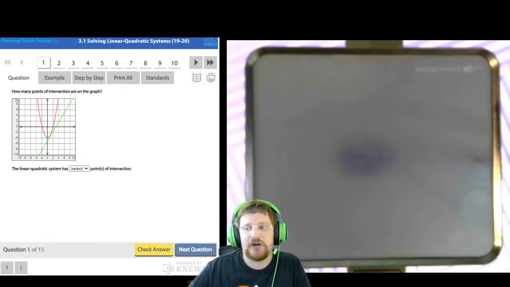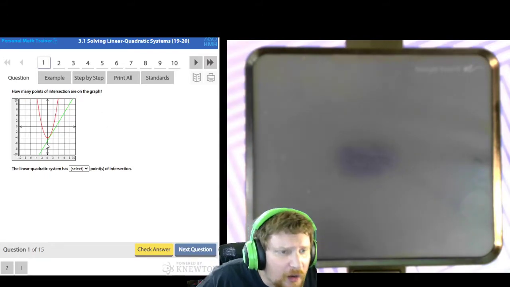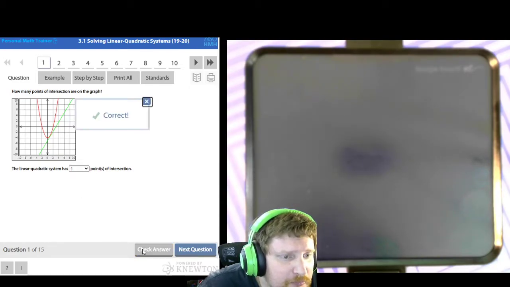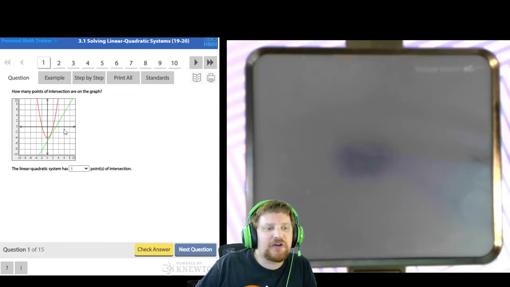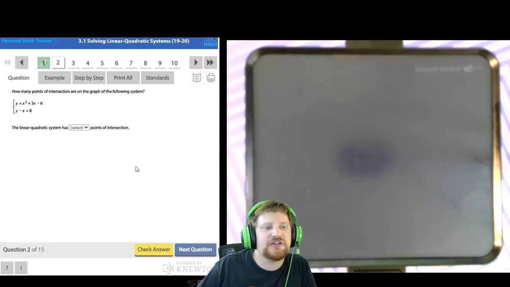So, let's get started. Problem number 1. How many points of intersection are on the graph? I think they cross. They do. So I was just looking to see if they crossed at all, and this is one of those graphs where it barely catches it, crosses at one point.